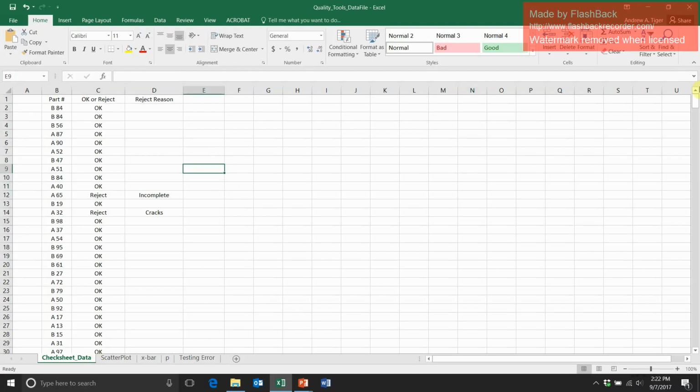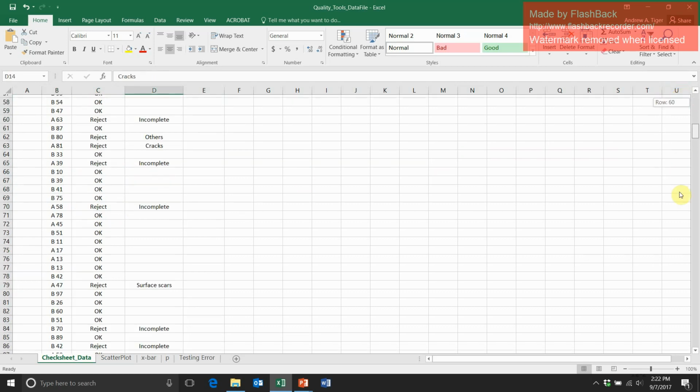So here's some data that's been collected, and what it shows is a part. There's the parts, and they always start with an A or B because the A or the B tells the location. And we have an indicator if the part is good or if it's bad. So most of these are good, but occasionally they're rejected. And if they're rejected, the reason why they're rejected.